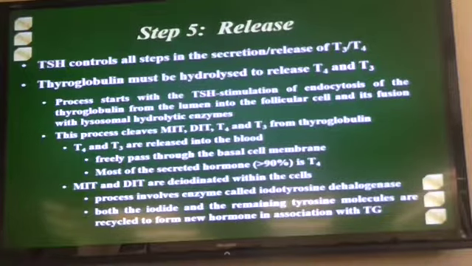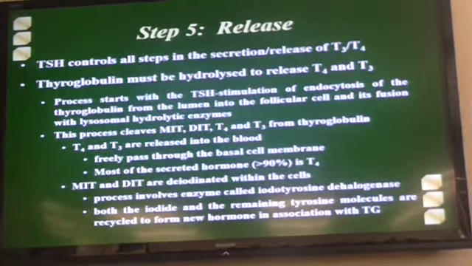Now, the T4 and T3 are going to be released into the blood, and they pass freely through the basal cell membrane. Most of the secreted hormone, greater than 90%, is going to be T4. Now, what's the active form, T3 or T4? T3 is the active form. So would you want to release all this huge active hormone at once? You'd be bouncing off the walls, right? And so it releases the T3 to meet the immediate concerns, and then the T4 will be taken up by the cells and changed into T3 as is needed. And so that's how it regulates that.